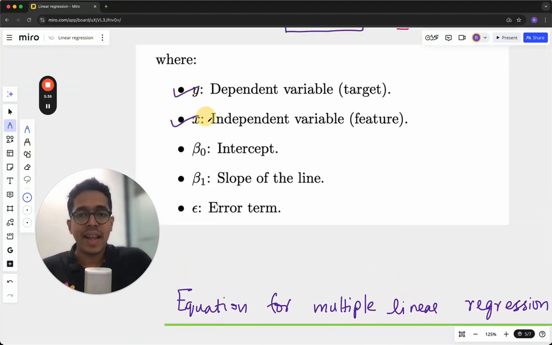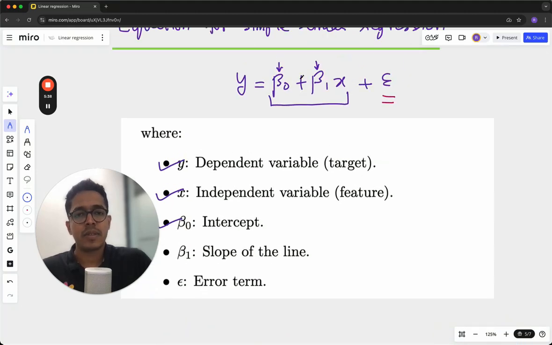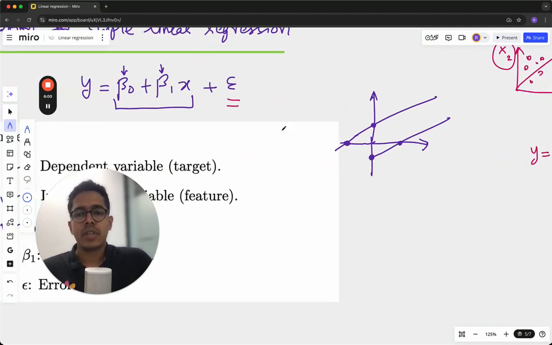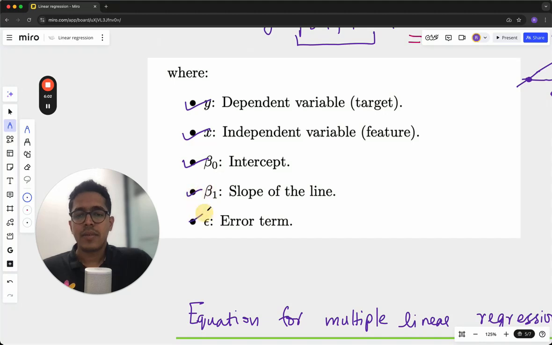Dependent variable, independent variable, intercept. So beta naught is the y-intercept. And what is the y-intercept? Y-intercept is nothing but this. Where does the line cut the y-axis? That is the y-intercept. In this case, this is the x-intercept, where this line cuts the x-axis. Here, this is the y-intercept, all right, for these two lines. So this is just a definition of the terms.